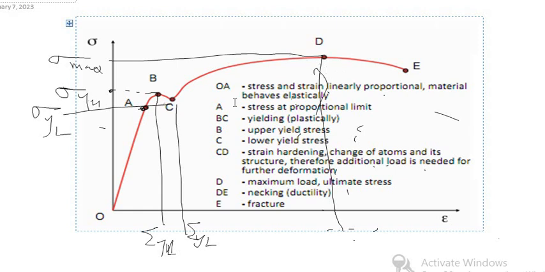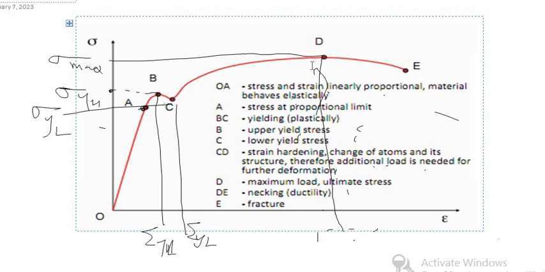From point C to D, the material is under hardening. Those are materials that we call strain hardening. They have large strain before fracture. After D, as the loading continues, the material reaches point E, which we call fracture. This fracture point, or breaking point, is where the material will break or fracture.